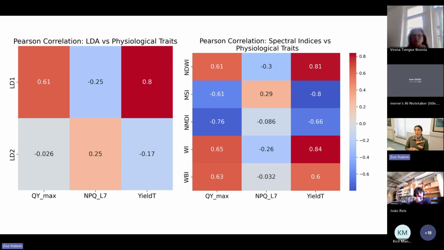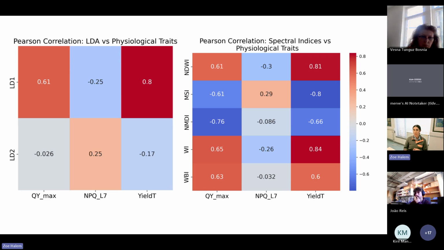Then if we look at the spectral indices and compare those to the physiological traits, if we focus specifically on quantum yield and yield first, we see positive correlations with NDWI, WI, and WBI. These are our water indices. So this is indicating that higher plant water content is supporting higher photosynthetic efficiency and productivity.